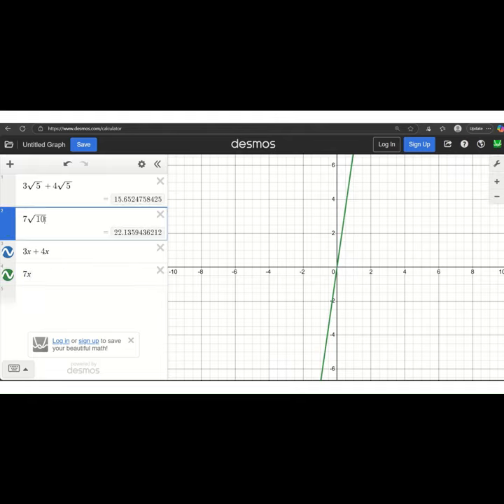So up here, coming back to this problem, instead of saying 7 root 10, what we want to do is keep the root 5 there. 3 root 5 plus 4 root 5 is 7 root 5. And what happens with my decimal approximation? Now I can see that they actually match. I'm getting the same decimal for both of those expressions.